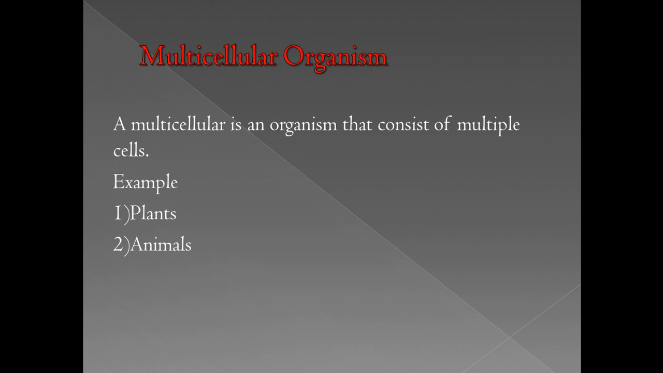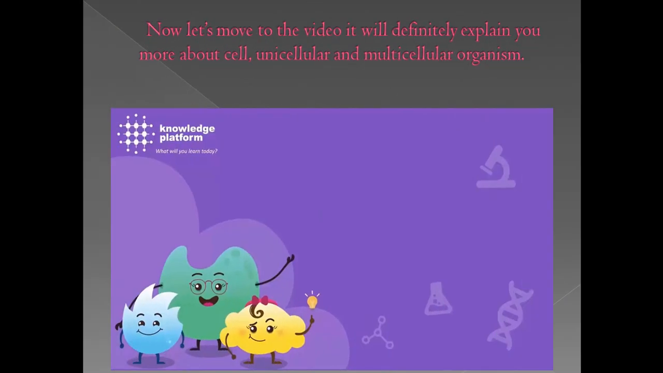Next one is multicellular organism. As you know, a multicellular organism consists of multiple cells, for example plants and animals. Now let's move to the video. It will definitely explain more about cells, unicellular and multicellular organisms.